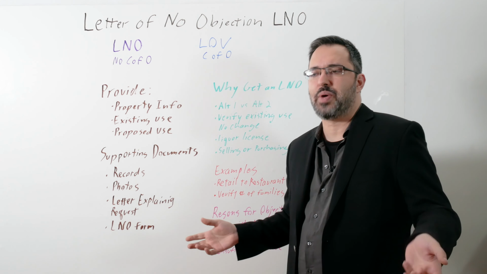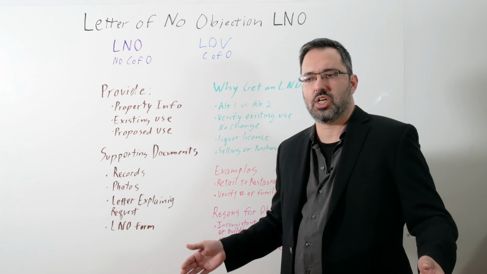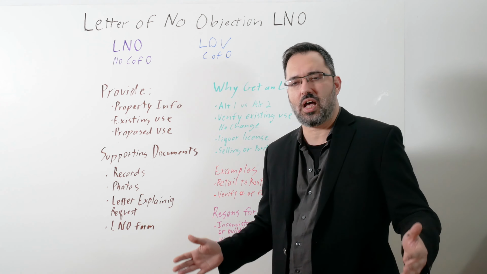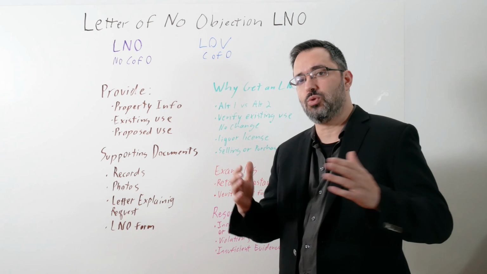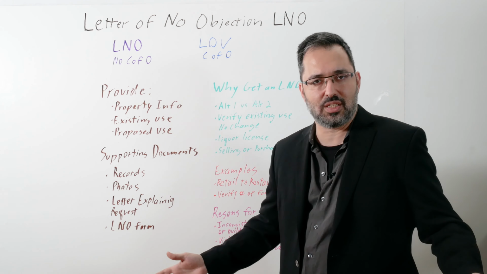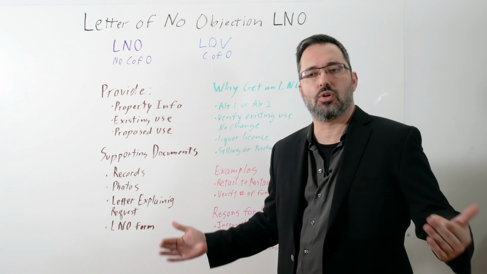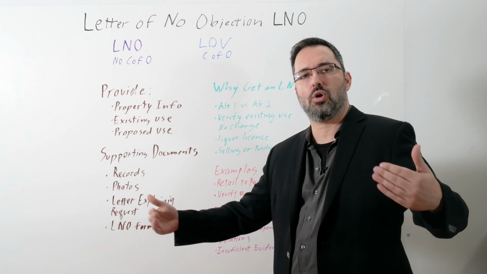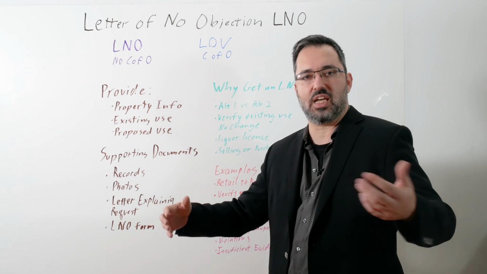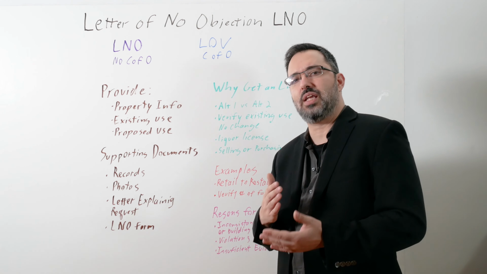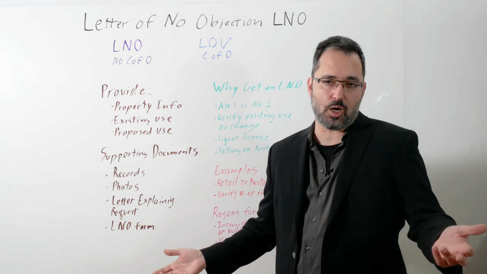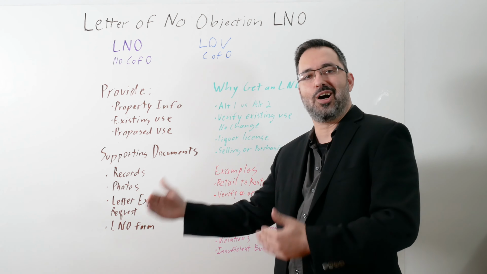So that's basically the point of filing a letter of no objection: you want to tell the Department of Buildings how the building was being used, how you think it was being used, and how you are proposing to use the building or the space within the building. They're going to either give you an objection to the use, or they're going to give you a letter of no objection or a letter of verification saying yes, this is okay. Now, if they do object, if they don't give you a letter of no objection, what do you do? Well, you're either going to give up or you're going to make it work.